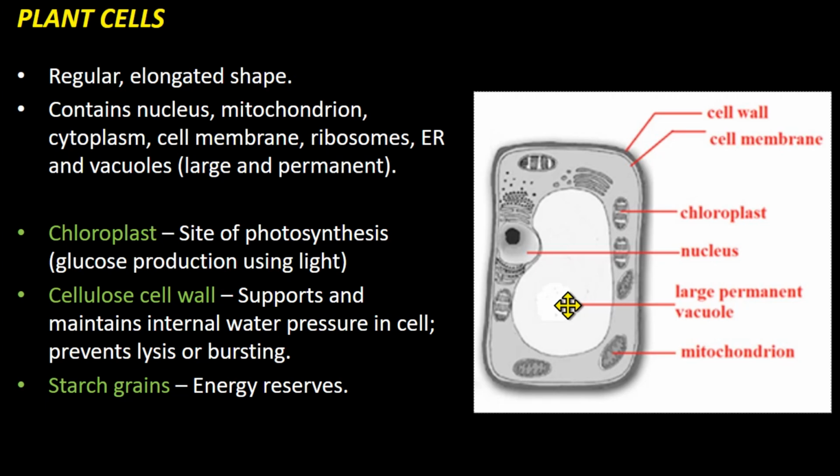Other organelles that are not in animal cells but only found in plant cells would be the chloroplast, which is the site of photosynthesis. Now, how you can tell the chloroplast from the mitochondria apart is that chloroplasts tend to be bigger and have striped structures inside, but the mitochondria have inner folds. There's a cellulose cell wall, and this supports the structure of the cell and maintains internal water pressure in the cell. So when water comes in, it prevents the cell from bursting or undergoing lysis. Starch grains are found throughout the plant cell, and these are energy reserves.